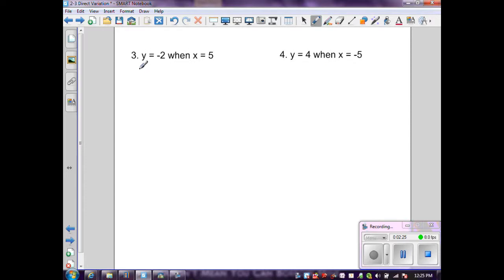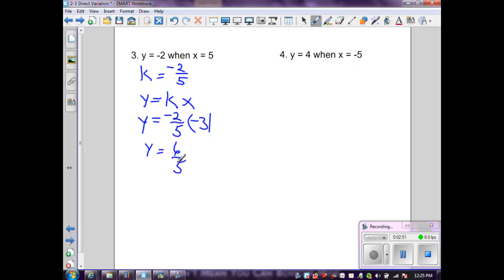Another example, here we can determine k by knowing y over x, which is a negative 2 over 5. Substituting into our direct variation formula, y equals kx. We know k is equal to a negative 2/5. And x from the previous slide is a negative 3. We can find y by simplifying. That gives me 2 times 3, both negative, is going to give me 6 over 5.